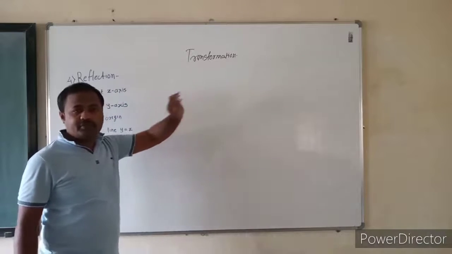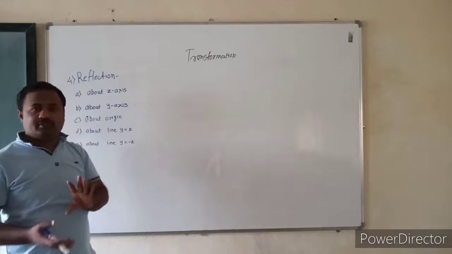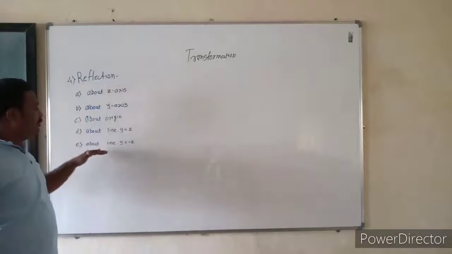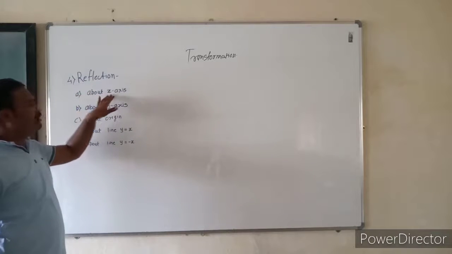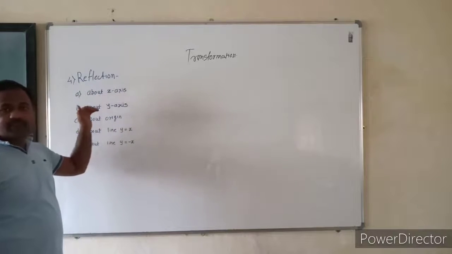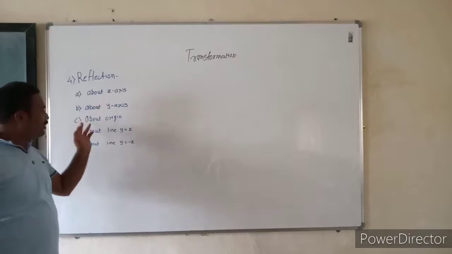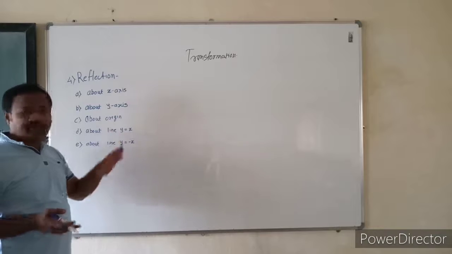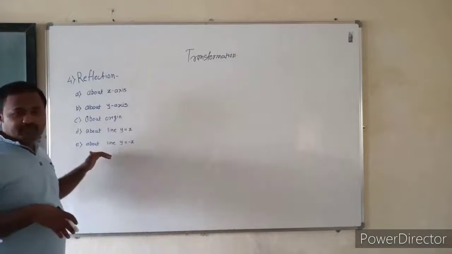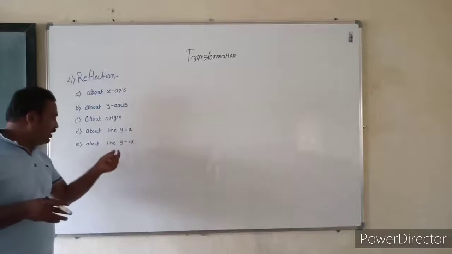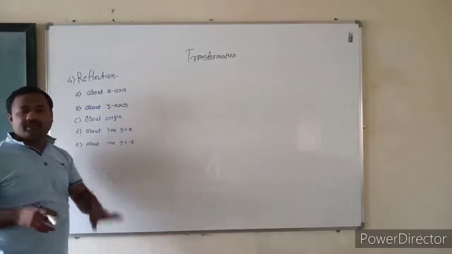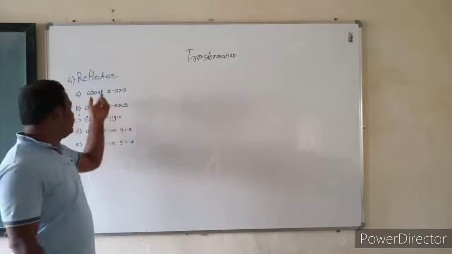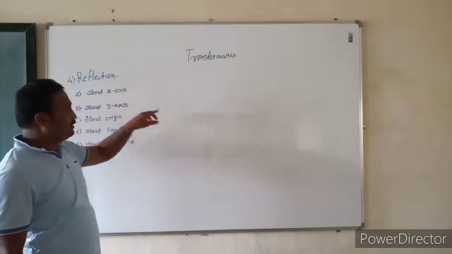Transformation. Fourth type is reflection. But in reflection there are 5 types. First one is reflection about the x-axis. Second one is reflection about the y-axis. Third one is reflection about the origin. Fourth one is reflection about the line y is equal to x. And fifth one is reflection about the line y is equal to minus x. Okay, we go one by one. First one is reflection about the x-axis.